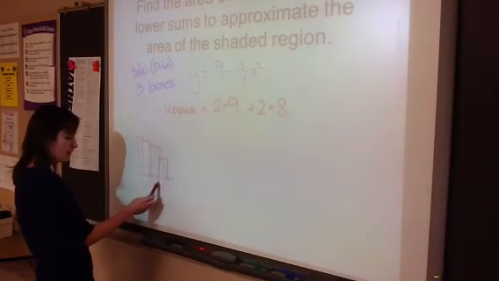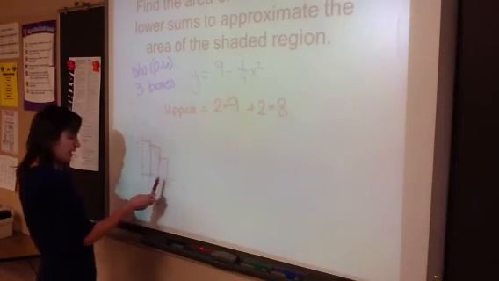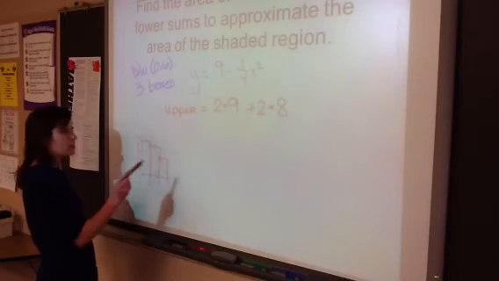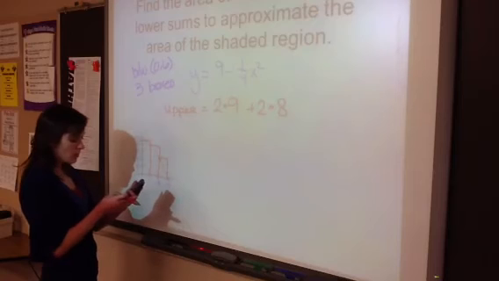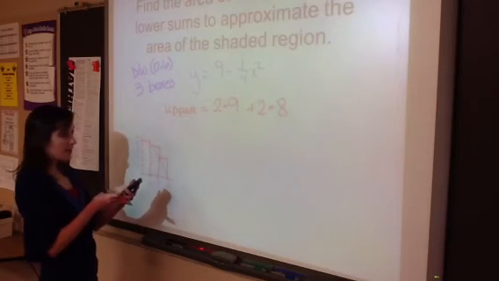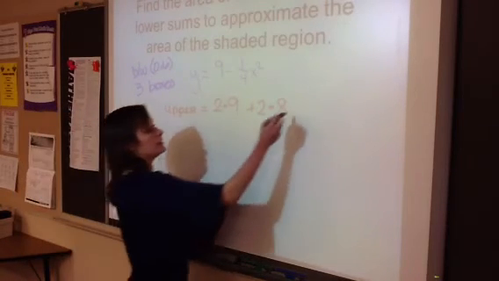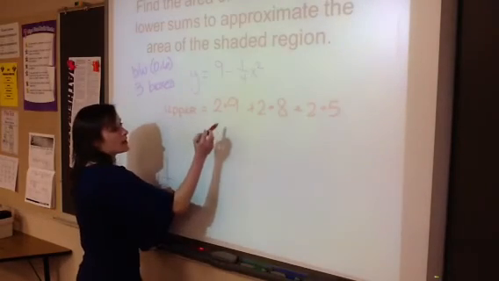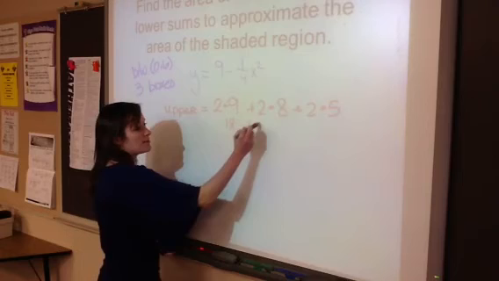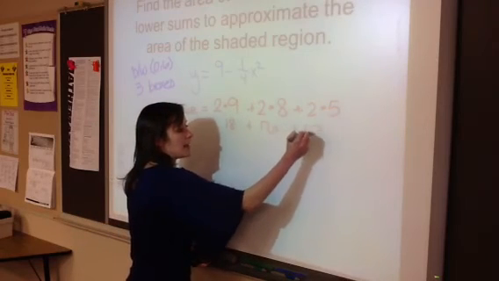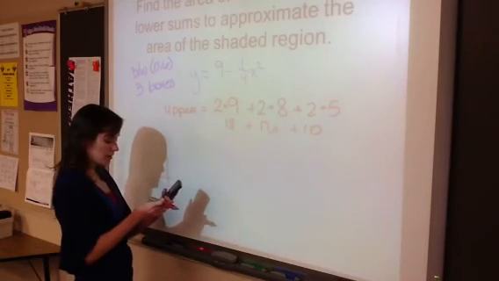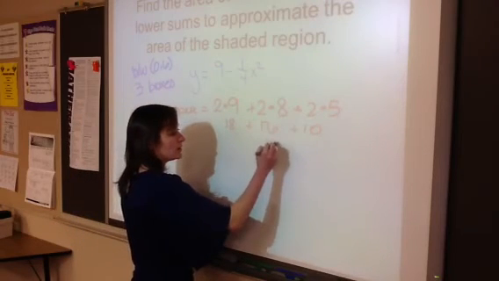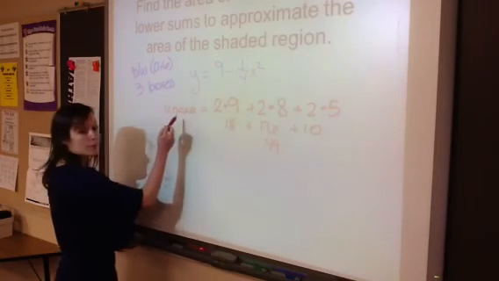And then for our last little baby box, if we find where it touches right here, x is 4, and we plug in 4, we get 5. So plus 2 times 5. If we figure out what that is, we got 18, we have 16, and we have 10. So all together, we have 44. That is our upper.